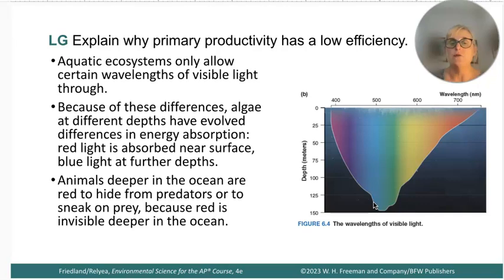Algae at different depths have evolved differences in energy absorption. Red light is absorbed near the surface. So if you're a specific organism that needs to absorb red light, you're a producer, an algae. Even seaweed is macroalgae. It's a big algae. And if you need red light, you're going to be pretty close to the surface. If you're adapted to not need red light, then you can be a little bit deeper.